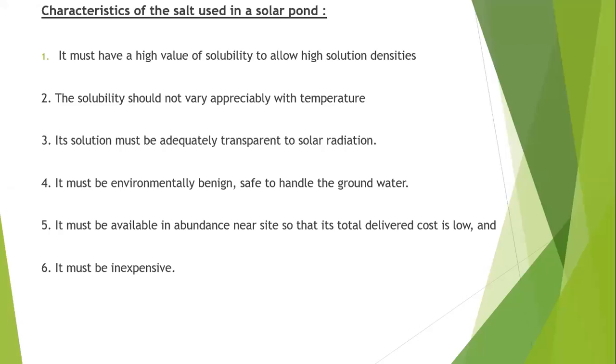Fifth one, it must be available in abundance near the site so that its total delivery cost is low. Where we are working, it should be nearby. We should design the pond near our working places only, so that the cost will be reduced. Delivery cost means the transportation cost will be reduced.